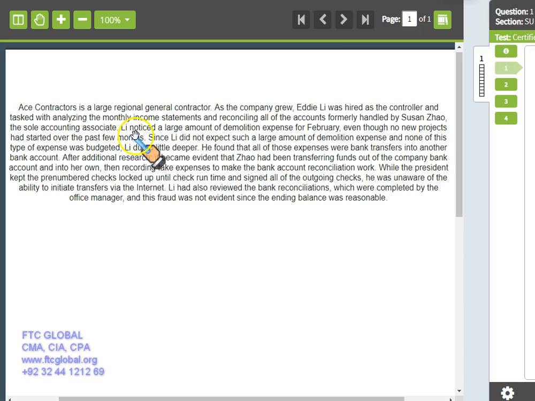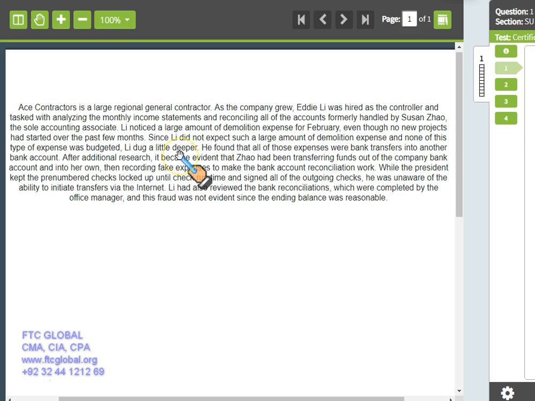Lee, the new controller, noticed a large amount of demolition expense for February. Demolition means you destroy certain facilities, raze them to the ground and construct a new structure. So Lee noticed a large amount of demolition expense for February, even though no new projects had started over the past few months. And why was such a huge amount of demolition expenses paid? Since Lee did not expect such a large amount of demolition expense, he was worried, and none of this type of expense was budgeted. It wasn't budgeted, it wasn't planned. How come we spent a lot of money on demolition?